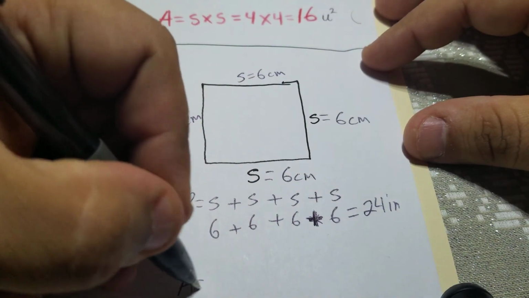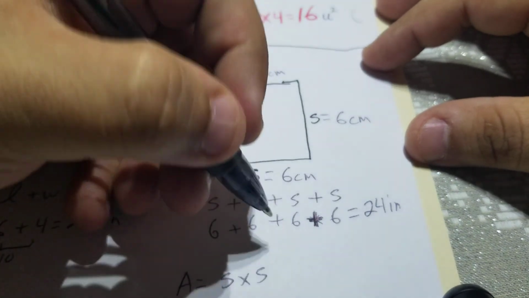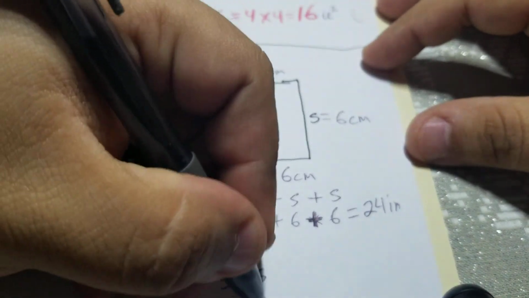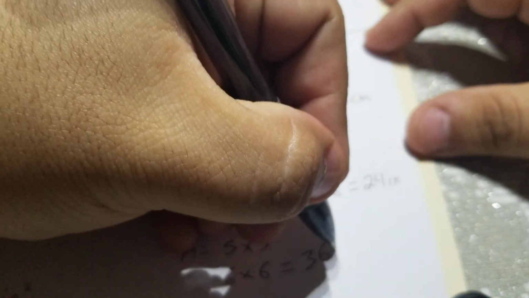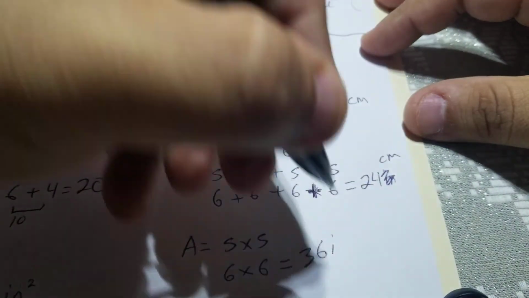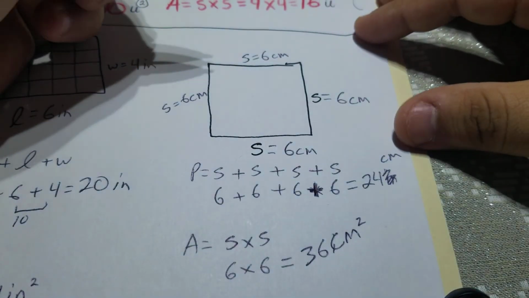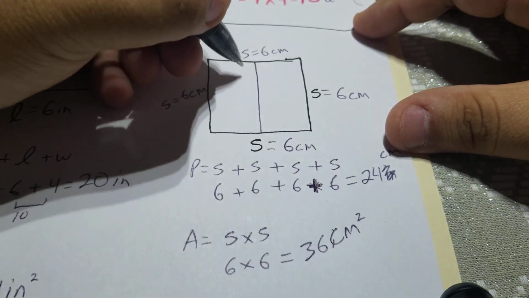Area will be, again, side length times side length. So it's basically 6 times 6, which would give me 36. This should be centimeters. I apologize for that. Centimeters squared, square centimeters. Now to check that, split your side length here into columns.